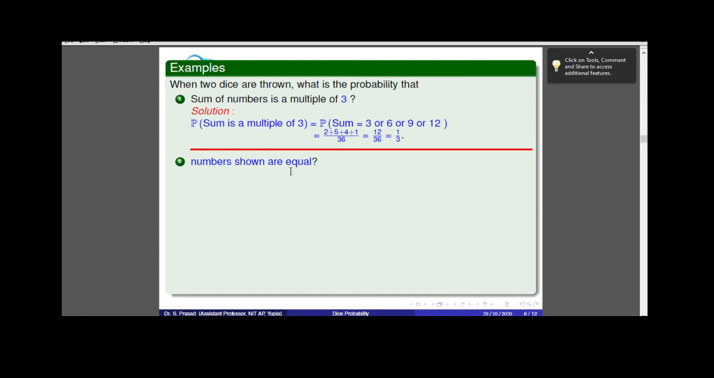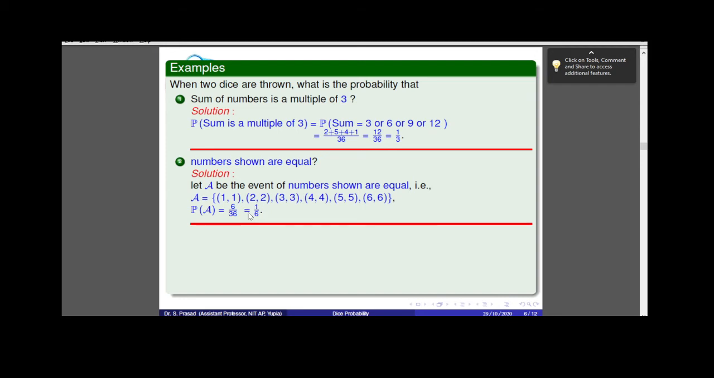And now, the numbers shown are equal. Here we write capital A as the event that the numbers shown are equal, that is, we can write 1 1, 2 2, 3 3, 4 4, 5 5, 6 6. Then the probability of event A is equal to 6 by 36, where 6 is the number of ways in favor. The favorable outcomes are those where the numbers shown are equal. We counted here 1 2 3 4 5 6. That's why we write 6 by 36, and the result is 1 by 6.